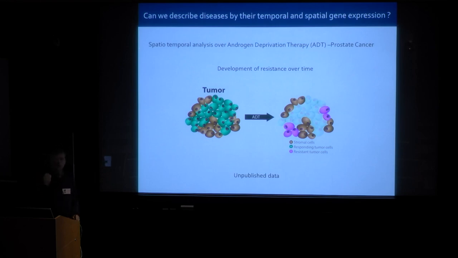So the dogma in the field is really this, that you have a tumor, you treat it with ADT, and these colors then correspond to tumors that respond. These are then stroma cells that are important for tumor growth, and that you are actually eliminating the green ones, and the resistant tumors occur through treatment. That's the dogma, right? But we could actually then try to address this in a spatial way.